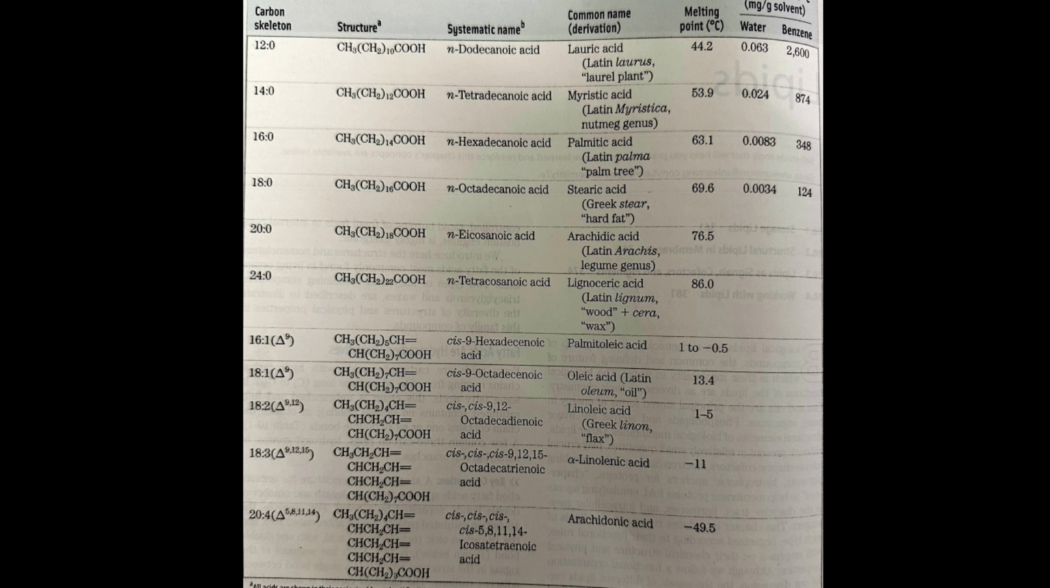Arachidonic acid has 4 double bonds at positions 5, 8, 11, and 14. So please go through this table. A lot of one-word questions may come from this. Okay, let's move on to the classification of fatty acids.